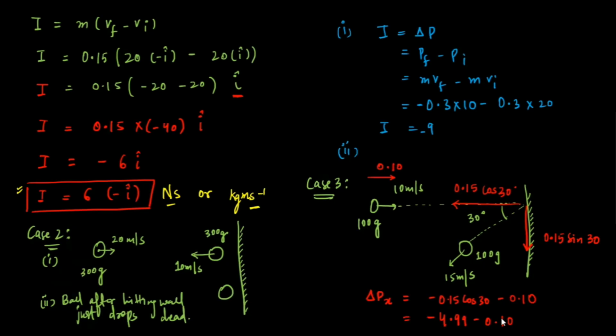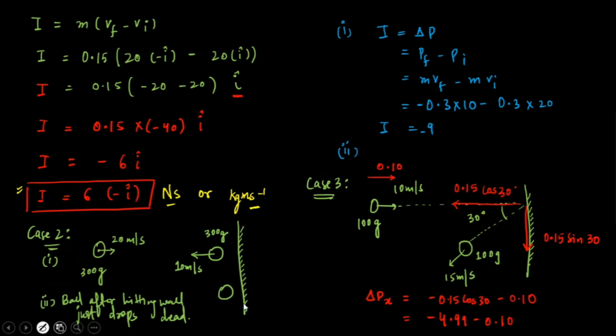So it is going to be mv cos 30 degrees, as the angle is 30 degrees. The mass is 100 grams, which is basically going to be 0.1 kg. If you multiply it with velocity, we'll get the product mv, so we're going to have 1.5. And if you multiply the same with cos 30, we'll get 1.299.